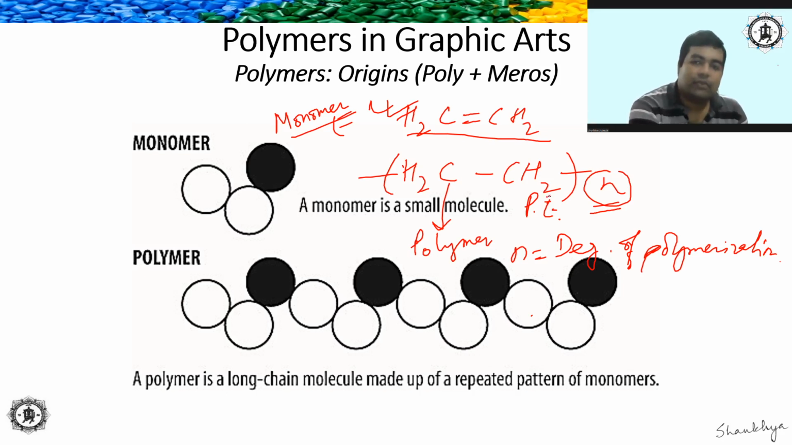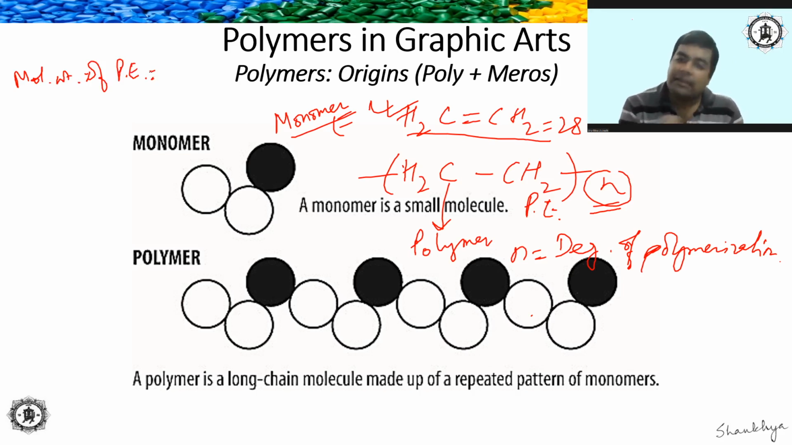Normally, if you count, the molecular weight of this ethylene molecule is around 28. So, if I write here, what will be the molecular weight of polyethylene? It will be some multiple of 28. It will be n into 28, right? Because multiple ethylene molecules are combining with each other to form polyethylene.